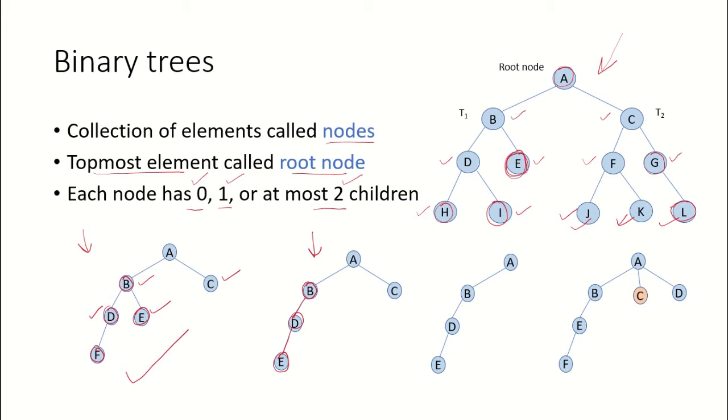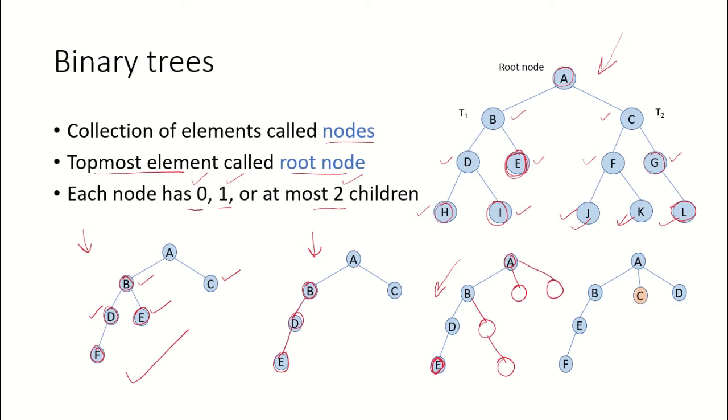Again, this is a binary tree because each node is having either 0 or 1 or at most 2 children. This also is a binary tree because each node is having 1 child and E is having 0 children. This is also a binary tree. This would also be a binary tree. This is also a binary tree.